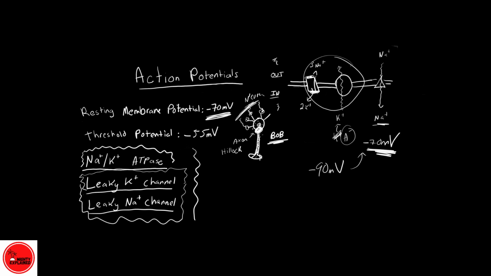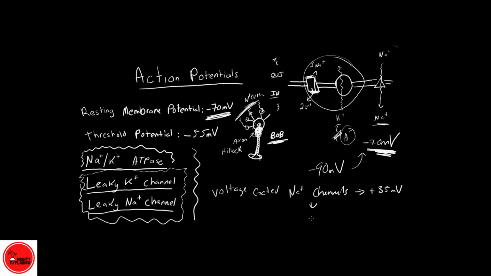When this stimulation gets crazy enough and you get to negative 55, that opens up the voltage-gated sodium channels right here at the axon hillock. These voltage-gated sodium channels open, and they're going to allow much more sodium to enter the cell. And what's that going to do? That's just going to shoot that negative 55 super positive, all the way to positive 35 millivolts.